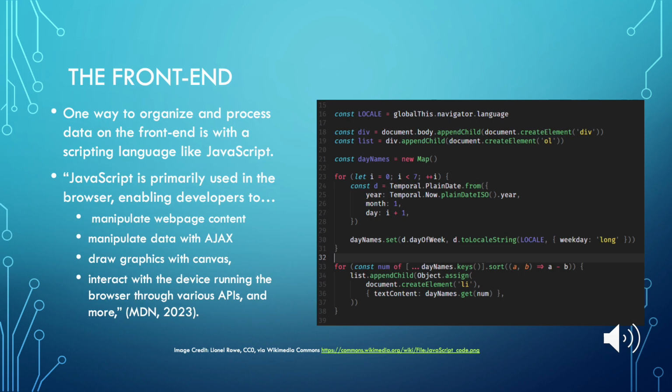So one popular front-end client-side scripting language would be JavaScript. And JavaScript is just a way to, again, organize and process data on the front end. You can certainly use it to manipulate web page content, everything from drawing graphics to interacting with devices and browsers through various APIs. A lot of convenience, and it's actually quite a powerful tool for organizing and preparing data on the front end for presentation to the user.